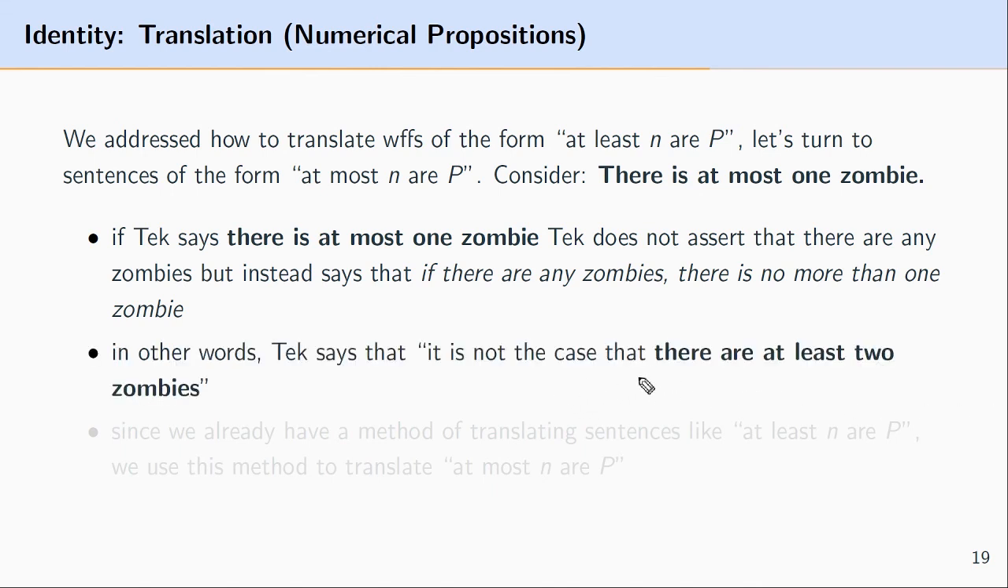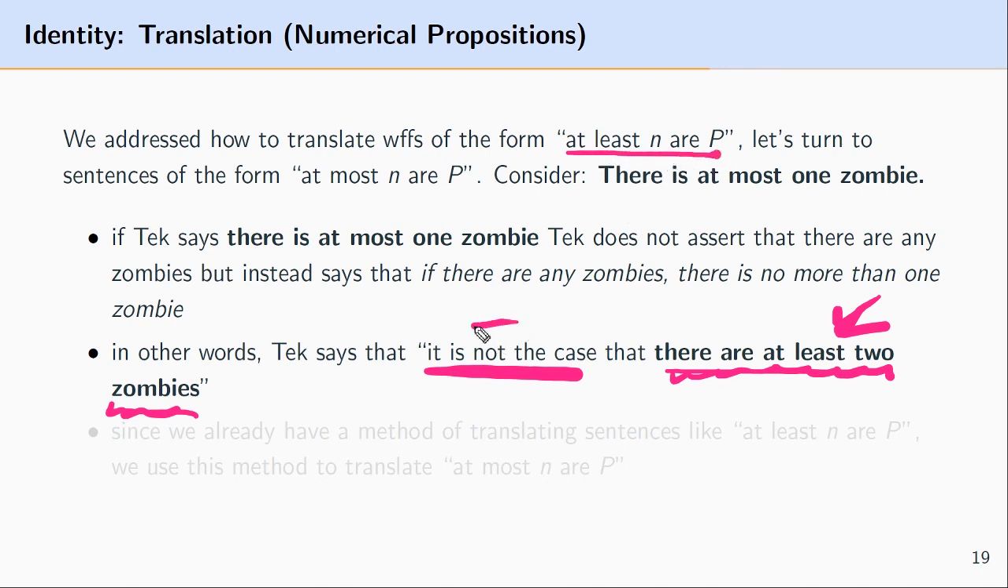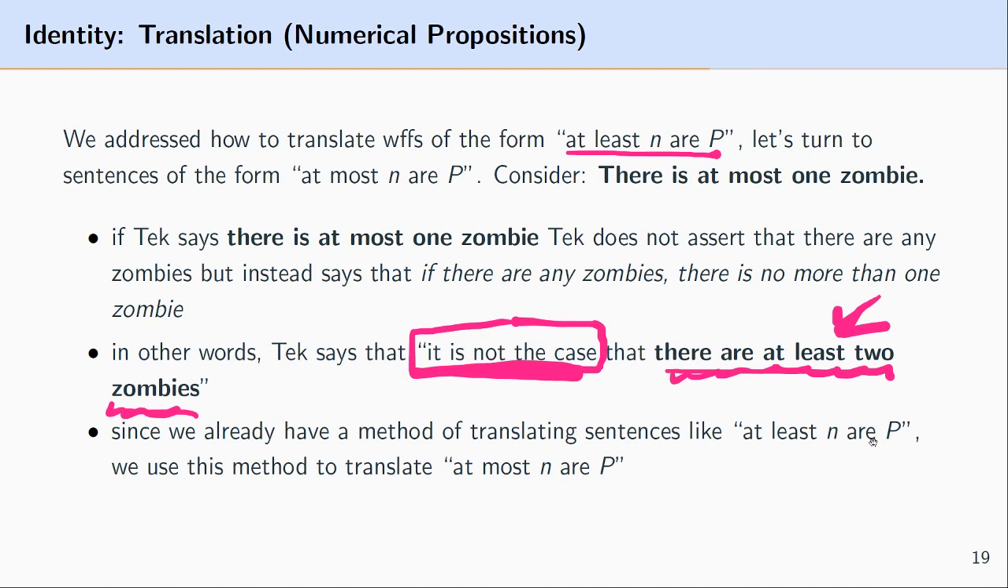In understanding Tex in this way, he's saying it is not the case that there are at least two zombies. One thing to note is that we already have a way of translating sentences of the form there are at least two zombies, or there are at least some number of things that have a particular property, because we just looked at at least n number of things are P. And so if we're simply denying that, we have an easy way of translating sentences of the form there are at most one zombie or two zombies or three zombies. So to put this again, we already have a method of translating sentences like there are at least n things that are P, and we can use this method to translate sentences of the form there are at most n things that are P.